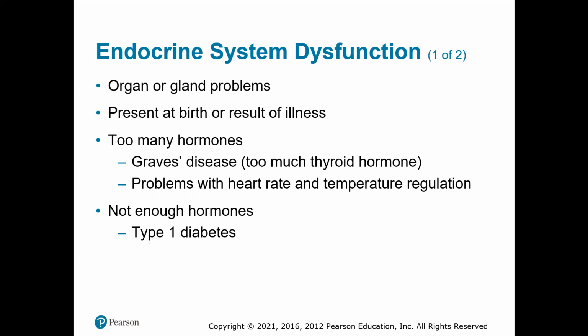So dysfunction in any of these organs can disrupt our heart rate, our temperature regulation. It may make us too small, it may make us too large, so body parts don't match the size of our body. It could cause type 1 diabetes with not enough or inappropriate insulin. These things can be present at birth, or it could be a dysfunction caused by an illness or damage to the body.